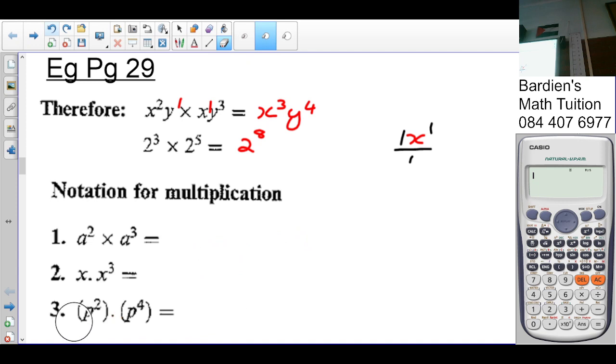Right. Michael, what's your first answer? A to the power of 5. You all agree with that? Yes, sir. 2 plus 3 is 5. What's the next answer, Michael? I'm still busy with the girl in front of you. You'll get your chance. X to the power of 4. X to the power of 4, yes. And the last one?